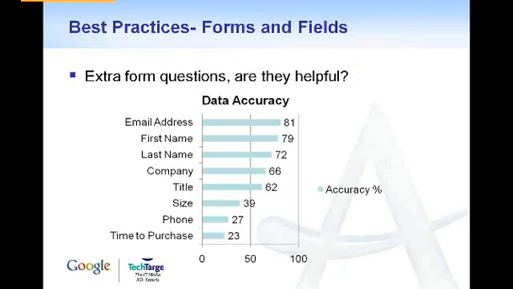Here's a little research from Google and TechTarget, very recent, just performed last year. And this shows, with respect to the accuracy of the information you're getting, how that accuracy drops down as you ask for more and more data points in your form and ask for more and more personal or private information. You can get general information very easily. Then you drop down to things like phone number and time to purchase, and really you're better off not asking because if they do tell you, it's not going to be valid most times.